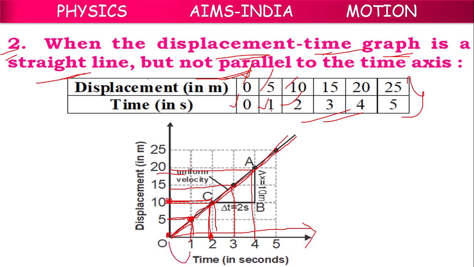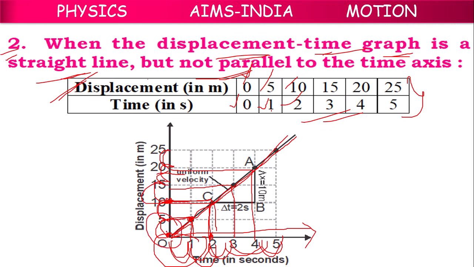When the time gap is 1 second, displacement increases by 5 meters. Again in 1 second, from 5 to 10, 5 meters increased. Again in 1 second, from 10 to 15, 5 meters increased. For every 1 second, 5 meters. This means in equal intervals of time, equal amounts of displacement are changing. The displacement is changing uniformly.